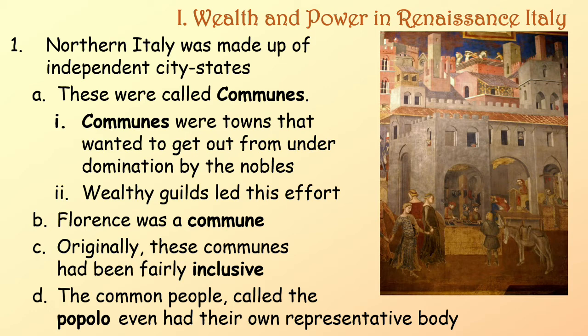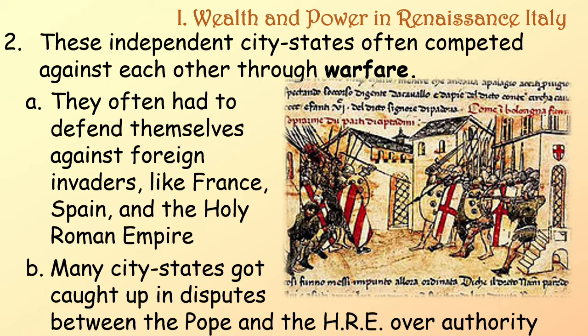Northern Italy was made up of independent city-states, and these were called communes. Communes were towns that wanted to get out from under domination by the nobles, and wealthy guilds led this effort. Florence was a commune. Originally, these communes had been fairly inclusive government-wise, political-wise. The common people, called the popolo, even as we saw, had their own representative body. And these independent city-states often competed against each other through warfare. And they often had to defend themselves against foreign invaders like France and Spain and the Holy Roman Empire. And many city-states got caught up in disputes between the Pope and the Holy Roman Empire over issues of authority.